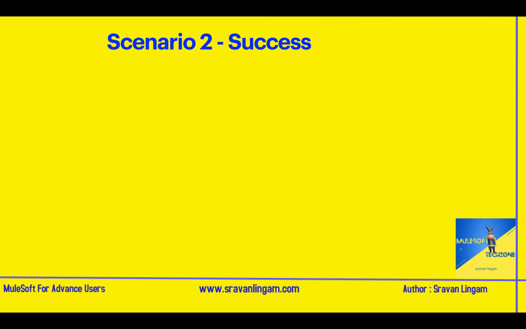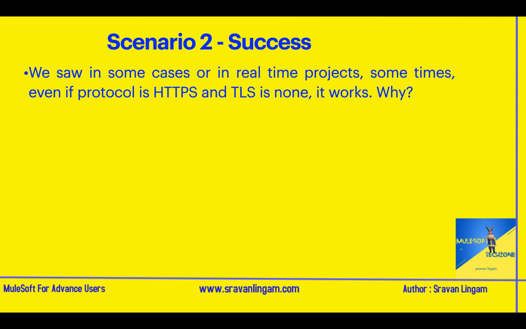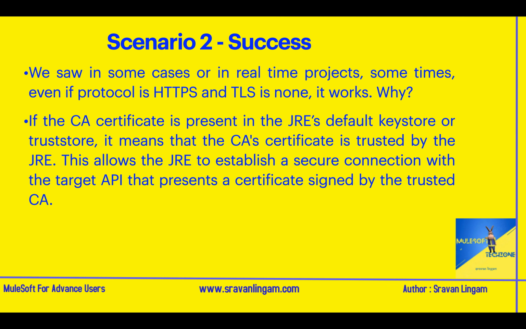But there is another way with the same configuration, which means setting the HTTPS protocol with TLS none, it will give success. But how? We saw in some cases, or in our real-time projects, sometimes even if the protocol is HTTPS and TLS is none, it works. Why? Because if this particular CA certificate is present in your JRE's default Keystore or Truststore, it means that CA's certificate is trusted by the JRE, Java Runtime Engine.